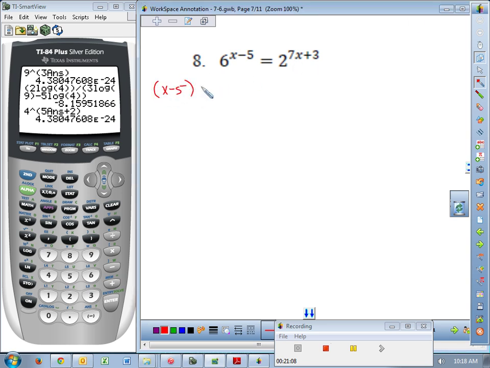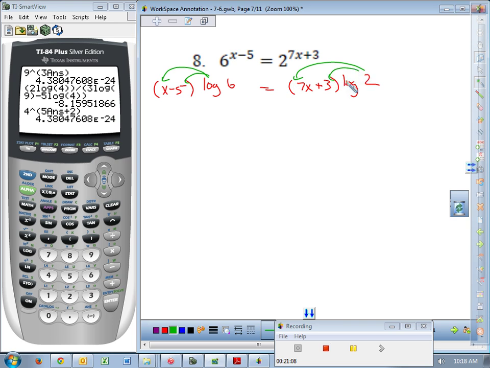Exponents come in front. Since there's more than one term in the exponent, you want to put them in parentheses. Not an equals, but a log of 2. Cool? Are there x's on both sides of the equal sign? Distribute through the quantities with your logs. So distribute this log of 6 and distribute that log of 2. So that's going to be x log 6 minus 5 log 6.